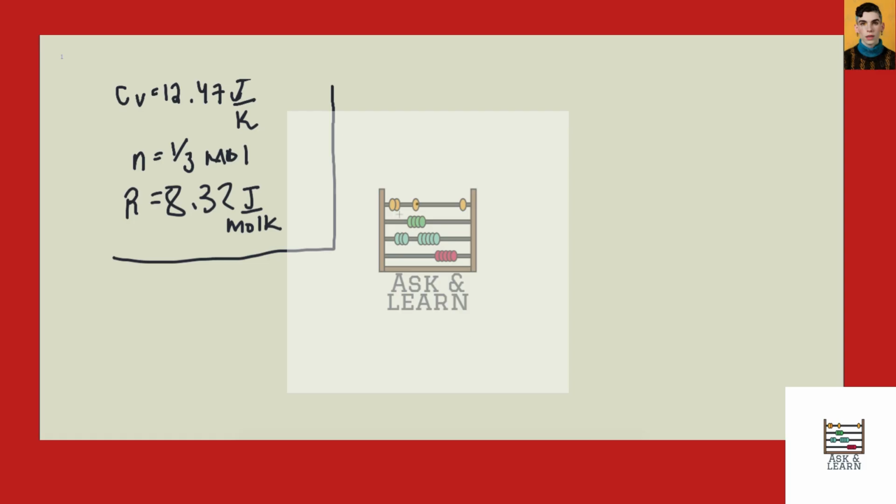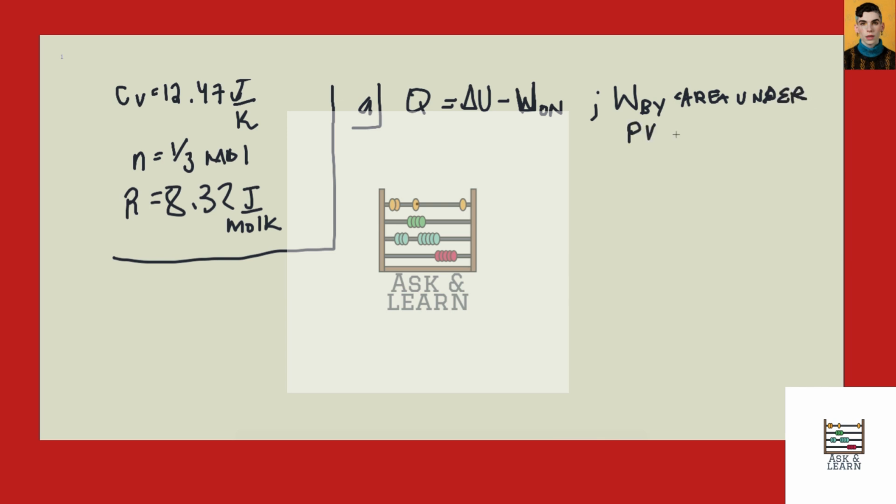So you want to get Q. Oops, wrong side. Okay, so we know that delta U is the work done on the gas plus the heat added to the gas. So you can isolate Q, which is delta U minus the work done on the gas. And then the work done by the gas is the area under PV. So I'm just laying out the general principles that we'll use for this problem.